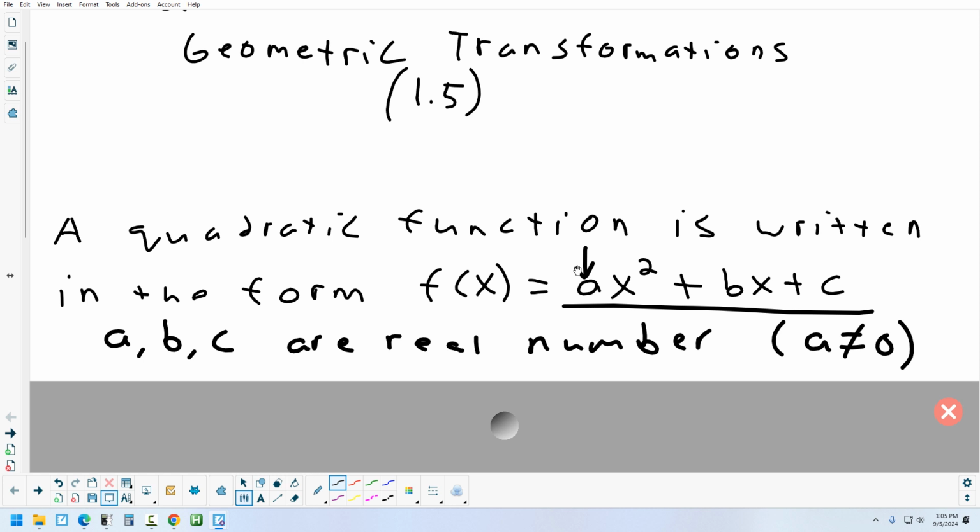I think they know what would happen if you filled in a 0 for a. X squared would be 0. This whole term would get wiped out. And what would you be left with? Bx plus c, which is not quadratic, that's just linear. So if you make a 0, you effectively wipe out your quadratic term. It's gone, so it's not a quadratic. So a can't be 0.